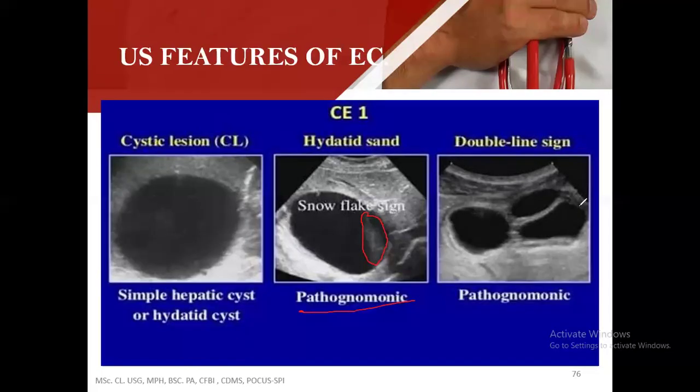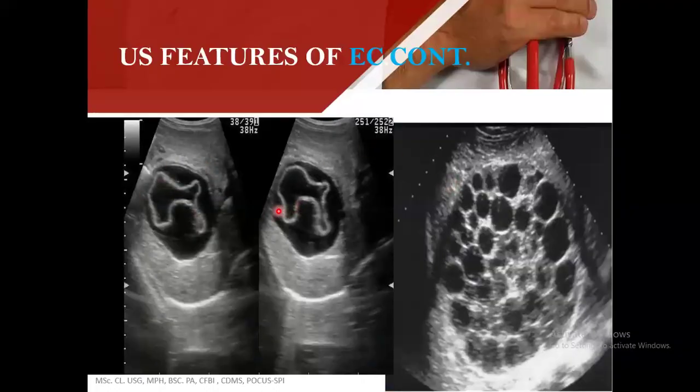When you see the double line sign also, this double line sign is also pathognomonic. You see a daughter cyst here, you see another cyst plus the thick line dividing them. That's also pathognomonic for what? For CE. Do you understand? Okay, because a normal cyst of the liver will not have these signs. So you can see this transitional stage. You can see this is the stage 2, which is having a lot of daughter cysts.